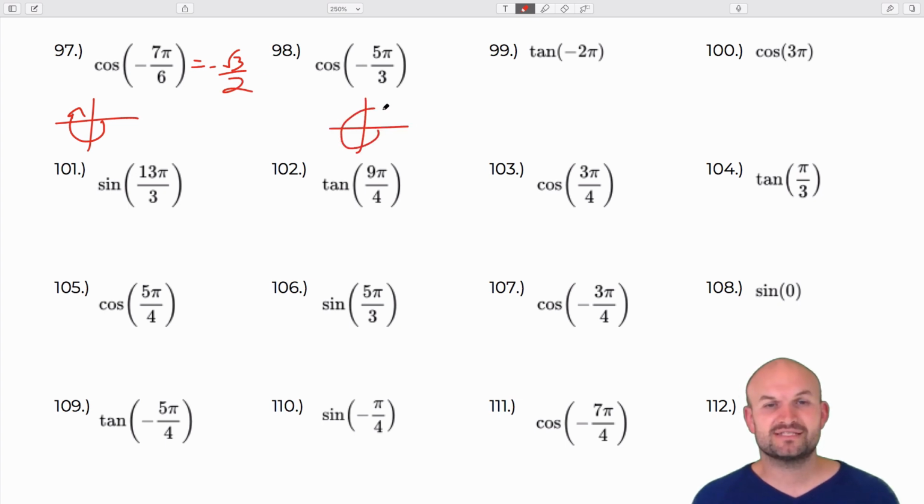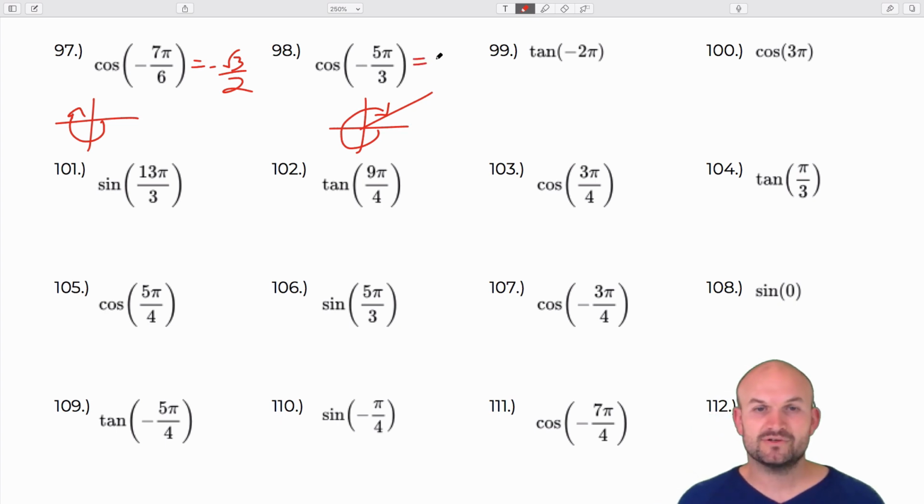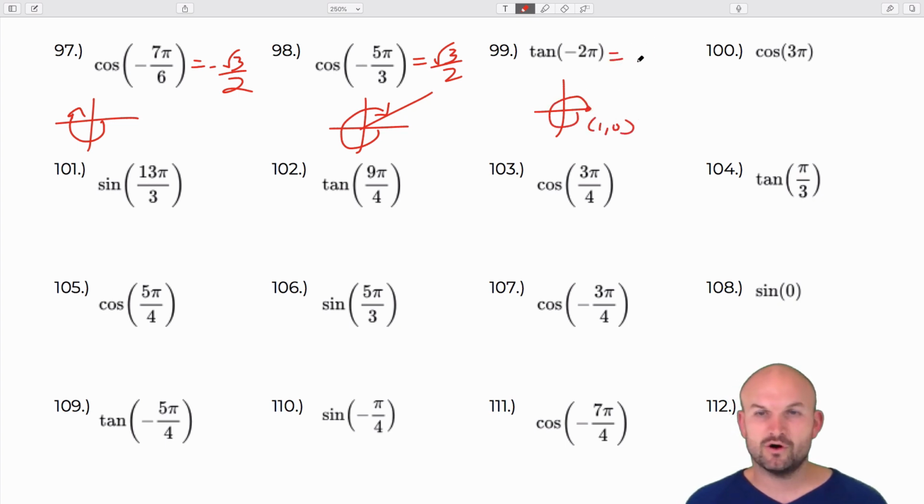Negative 5 pi over 6, that's going to be in the first quadrant. Reference angle is pi over 3. Cosine is positive, so that's square root of 3 over 2. Tangent of negative 2 pi, doesn't matter what direction, you're getting back here, which is 1, comma 0. Y over x is going to be 0. 3 pi is going to be a negative 1, 0. Cosine is equal to negative 1.